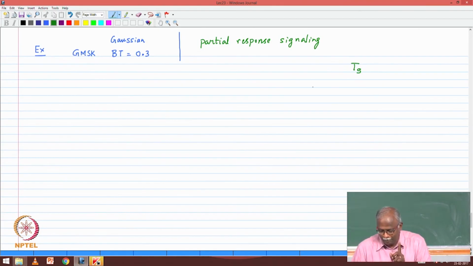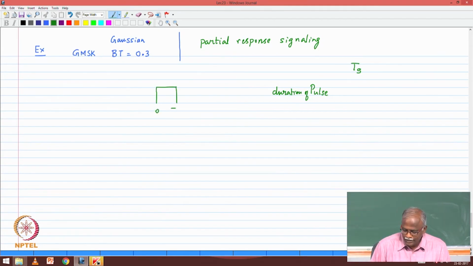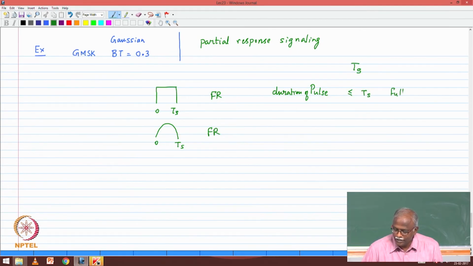Now, if your pulse shape, the duration of the pulse, so basically if I were to use a rectangular pulse from 0 to Ts, that is full response. I can do a sinusoidal thing between 0 to Ts, that is also full response. This is full response, this is full response. If the duration of the pulse is less than or equal to Ts, it comes under full response. Now, if for some reason I have a pulse shape which exceeds Ts, let us say it goes from 0 to Ts, and goes a little bit outside of Ts, this becomes partial response.